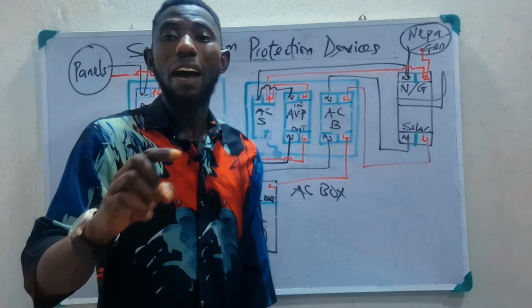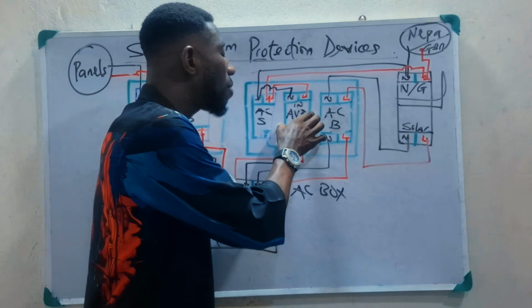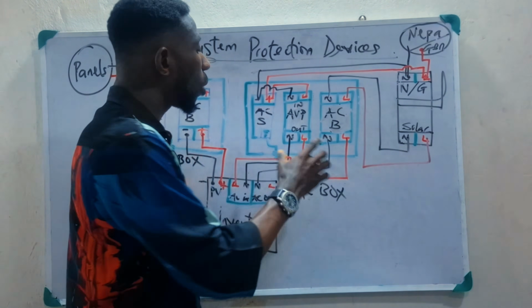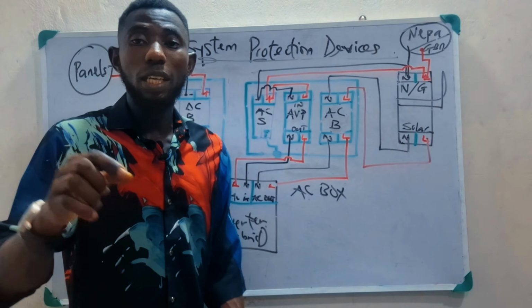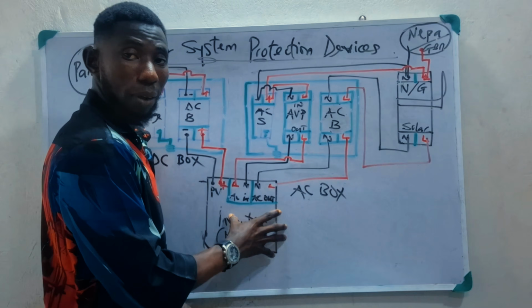Many people's inverters have been damaged because there was no protective device such as an AVP in the system. So you can't negotiate, undersize or overlook the AVP if you want your system to be protected and last long, especially for AC coming into the inverter system.